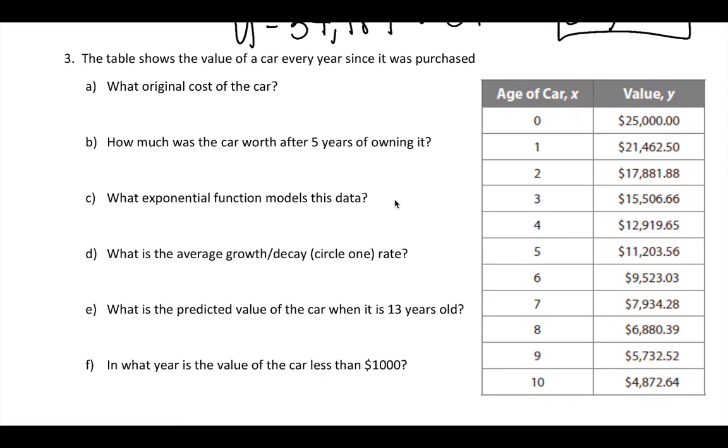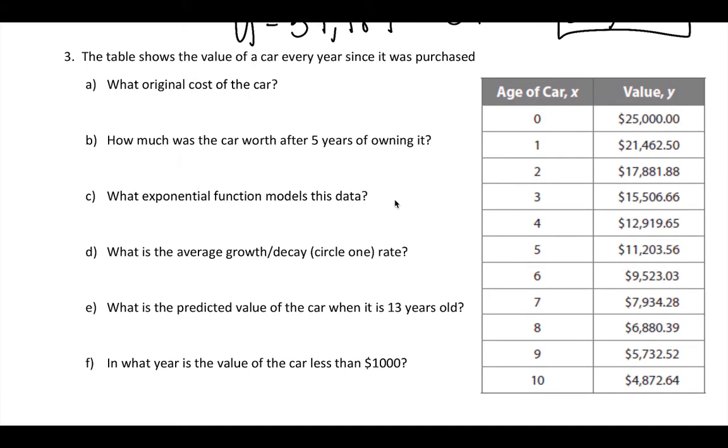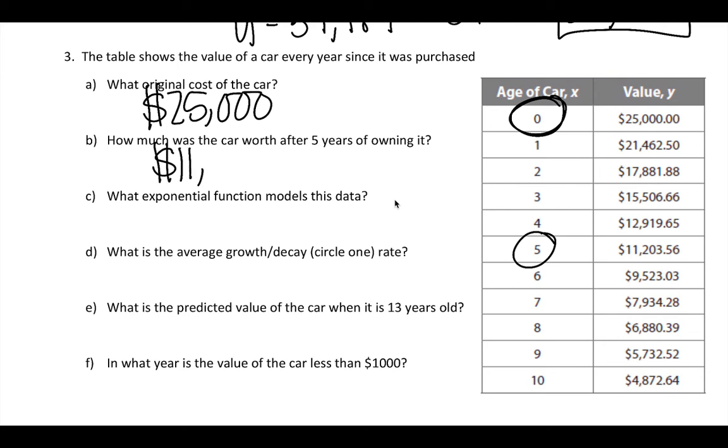So original cost of the car. Well, if it's the original cost, it's 0 years old. So I bought it and it was $25,000. How much was the car worth after 5 years of owning it? So I'm going to go down to where it says 5, and it was now worth $11,203.56. Okay, so A is the initial amount. That's my y-intercept. That's going to be $25,000.